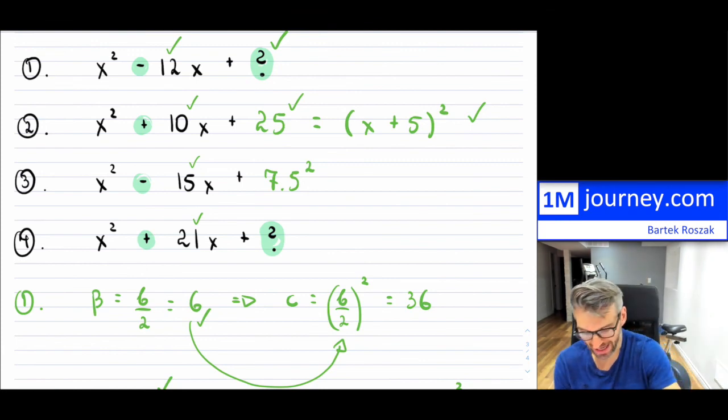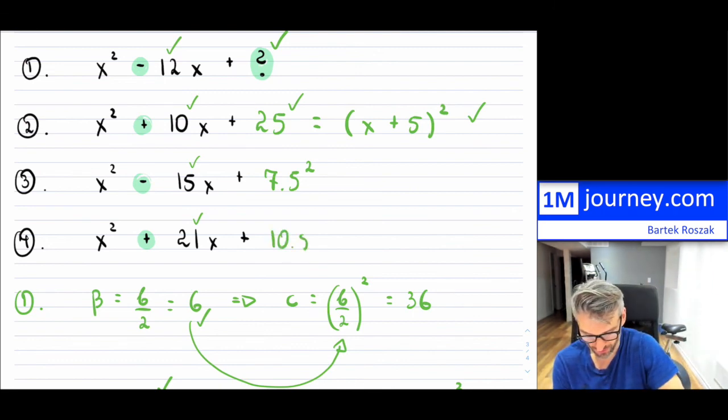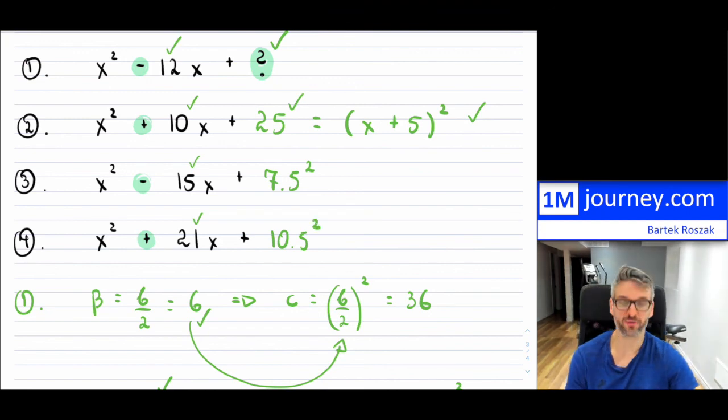And then for the last one, okay, for this one right here, well, we have 21. And 21 divided by 2 is going to be 10.5. So that means we're going to take 10.5 and we're going to square it, and then we found our c. And that's all that you actually would do.